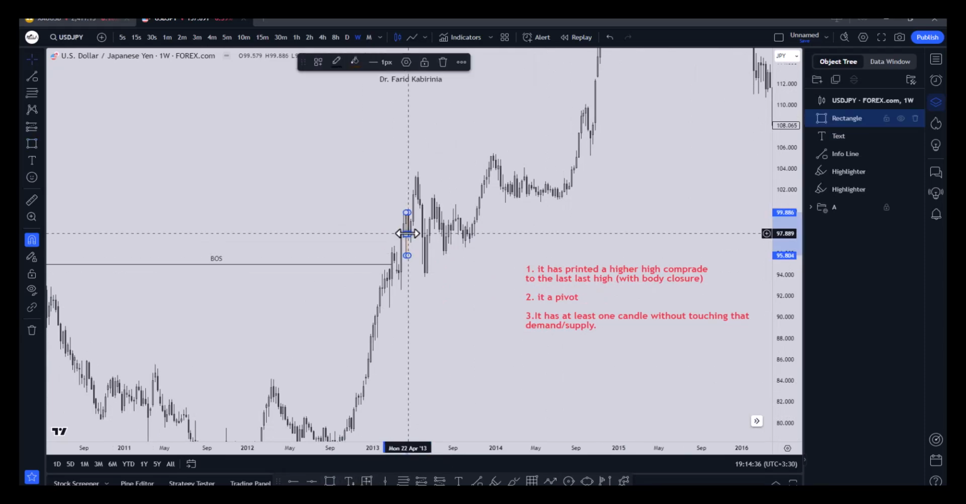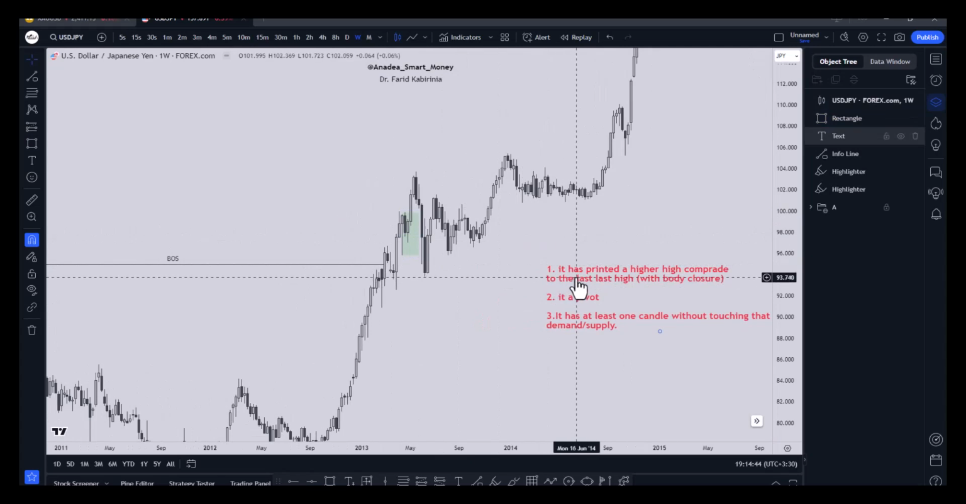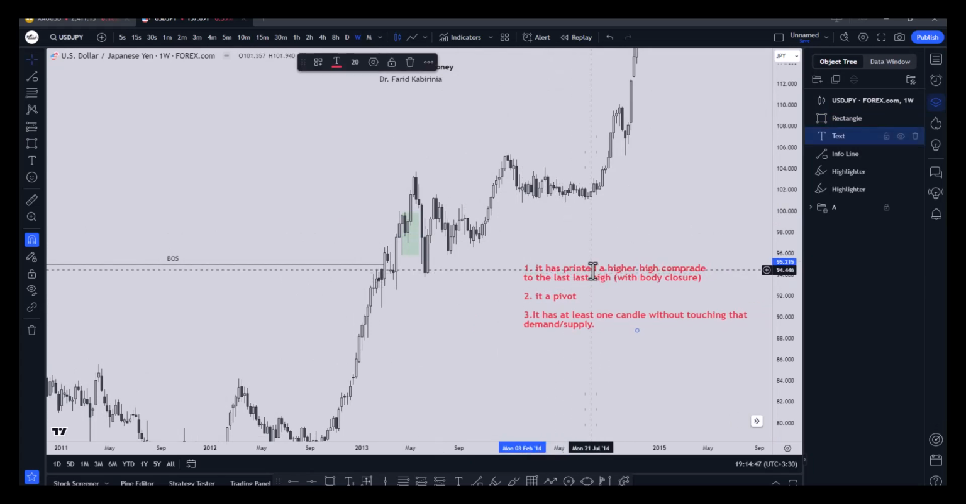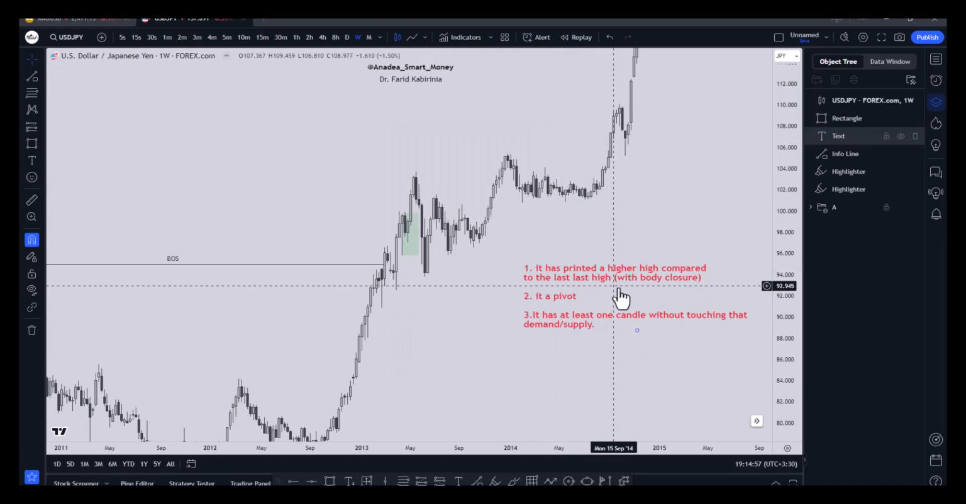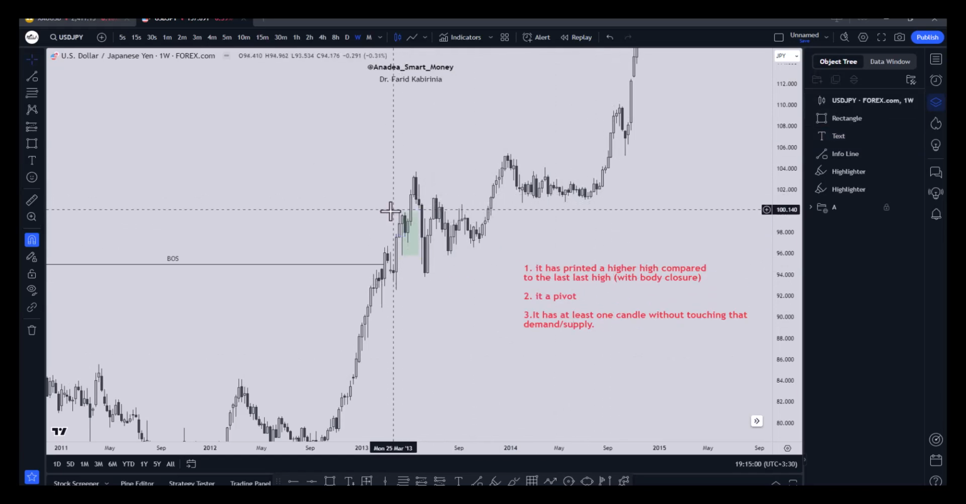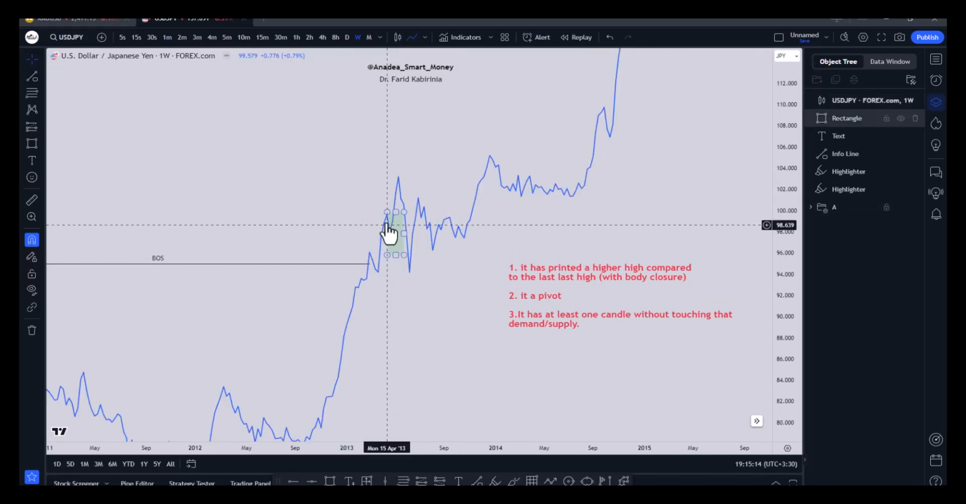So I'm going to mark this demand. This is my weekly demand. Let's see if it has these rules. It has printed a higher high compared to the last high. Here we have a high, and price has rallied up and closed above this high with a body. So we can check our first rule. Second rule: is it a pivot? We can put it in line mode and we can see it's a pivot.